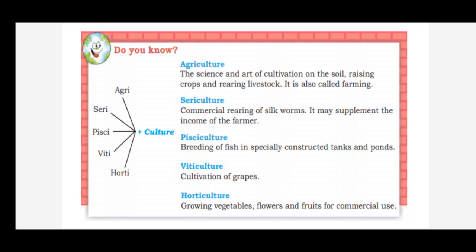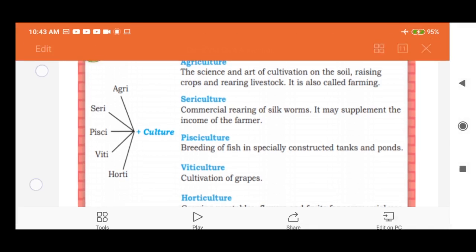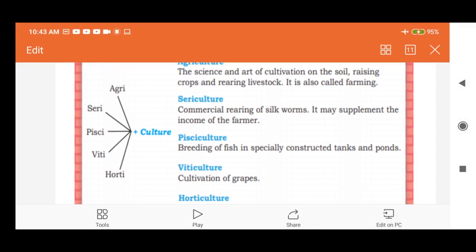Then what is sericulture? It is nothing but commercially rearing of silkworms. They rear the silkworms for commercial purpose. It means they sell the cocoons of the silkworms, from which the silk thread is extracted, and then the silk thread is turned into silk cloth ultimately.